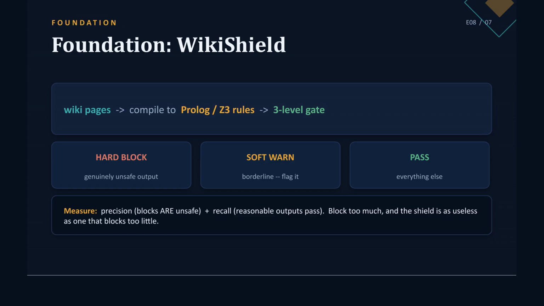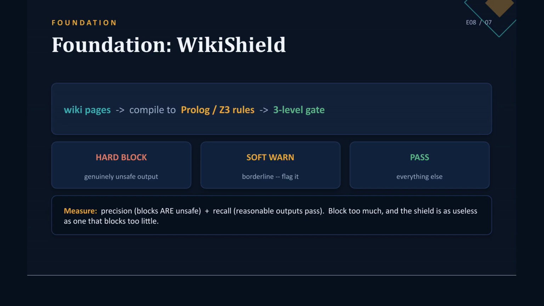The foundation is a project we will call WikiShield. Episode 6 showed constraint compilation working in one clinical setting. WikiShield asks whether that idea generalizes into infrastructure. The recipe, an automatic protocol that compiles wiki pages into Prolog or Z3 rules, feeding a 3-level gate, hard block for genuinely unsafe outputs, soft warning for the borderline, and pass for the rest. The research is not in the plumbing, it is in the measurement.